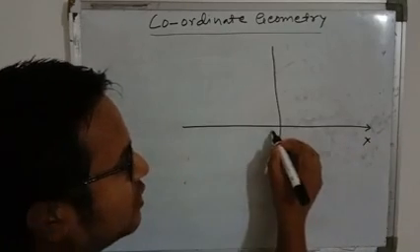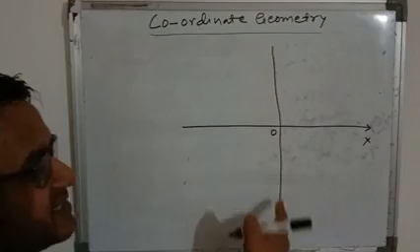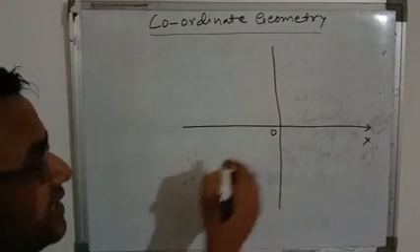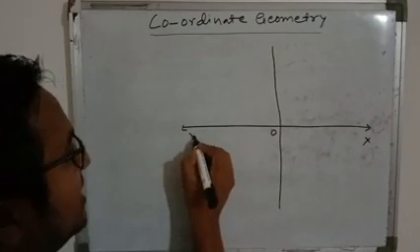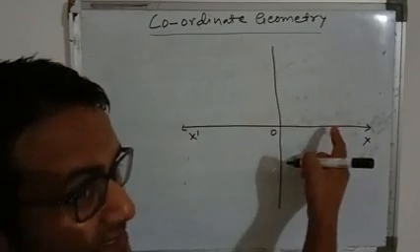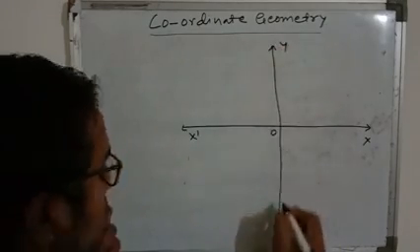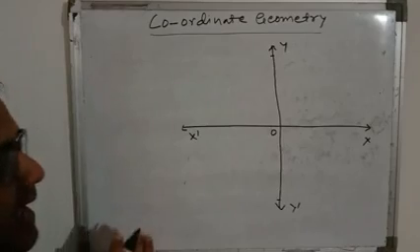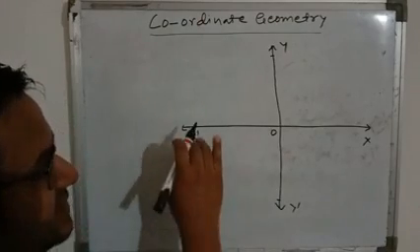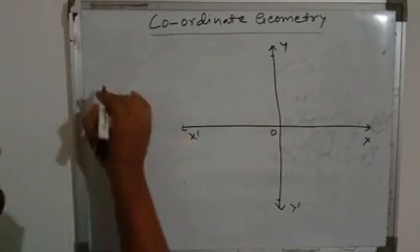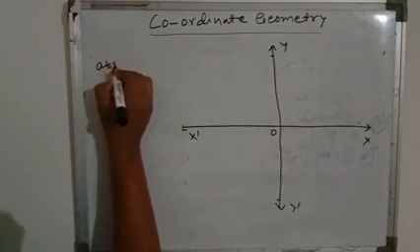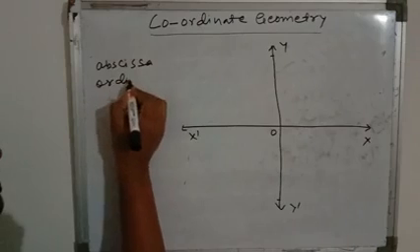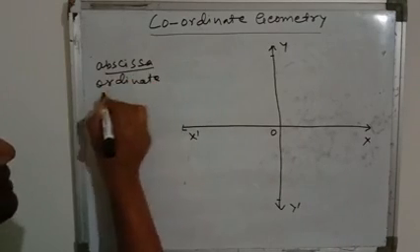This is x. O, the point of intersection between the x-axis and y-axis, is called the origin. So it is the starting point. So X, O, X dash is called the x-axis, and Y, O, Y dash is called the y-axis. And you know that in the coordinate axes the value of x is called abscissa, A-B-S-C-I-S-S-A, and the value of y is called ordinate.